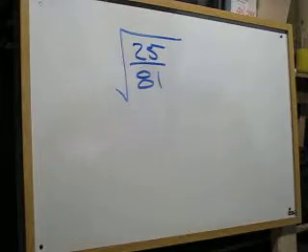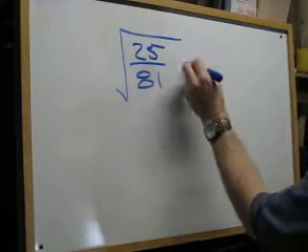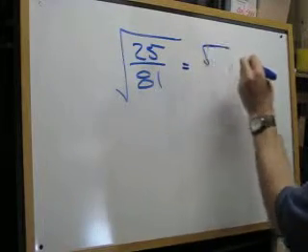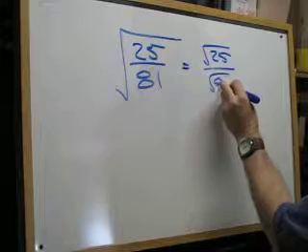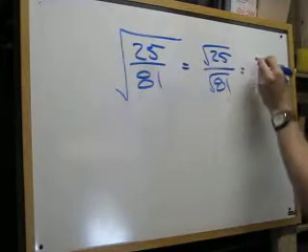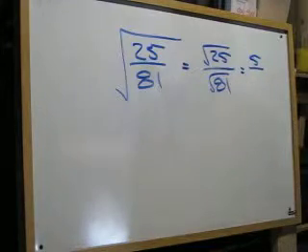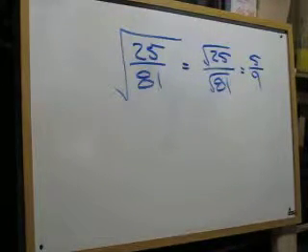Alright, there's kind of a weird one, a square root of a fraction. Whenever you have a square root of a fraction, that means the same thing as the square root of the top number over the square root of the bottom number. So the square root of 25 is 5. 5 times 5 is 25. Square root of 81 is 9. And we get 5 over 9. And we're done.